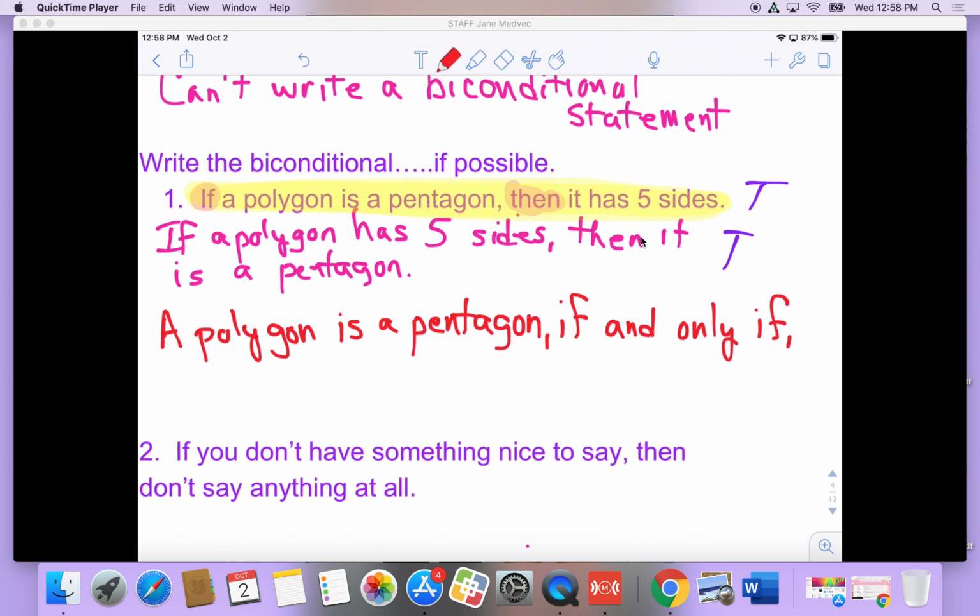What that means is it can go back and forth. It can go either way. If and only if it has 5 sides. And that's the biconditional statement. So it's exactly the same as the conditional. I'm taking the if off, I'm taking the then out, and I'm putting if and only if where the then is. Okay? Questions?